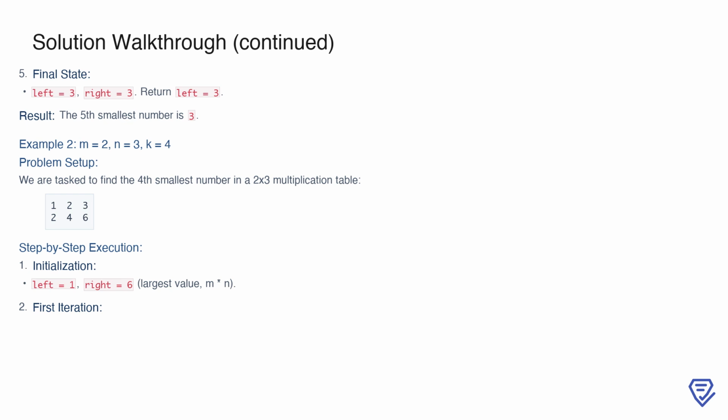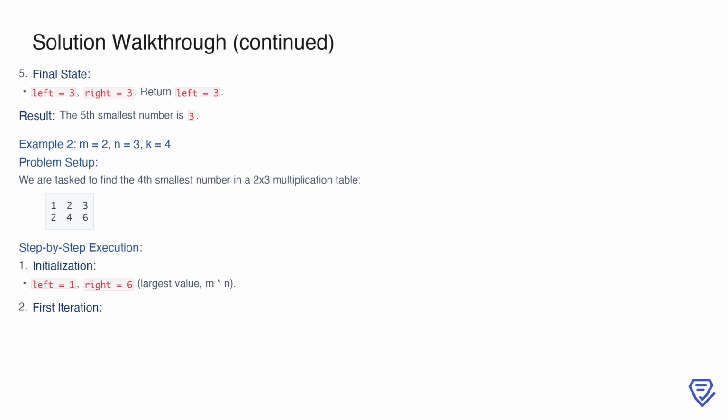For the next example, we'll determine the fourth smallest number in a 2 by 3 multiplication table. The table looks like this: 1, 2, 3, 2, 4, 6. We begin by initializing left to 1 and right to 6, the largest value in the table. For the first iteration, we calculate mid equals (1 + 6)//2 equals 3.